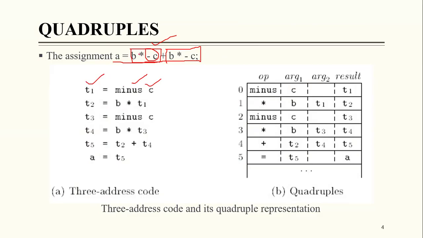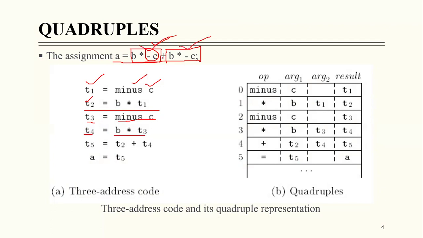Then we have to multiply with b. That is the second instruction, where t1 is minus c, so b * t1, that is b * -c, is assigned to t2. Similarly, minus c goes to t3, and t3 is multiplied with b, which is assigned to t4. So this sub expression is over, and this sub expression is over.